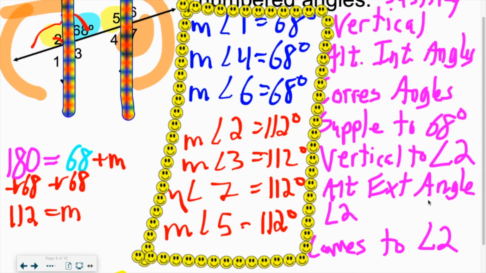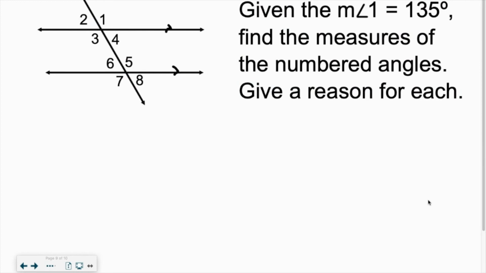There's so much vocab in here, and there's not just one way to get all of these answers, that we need the practice on justifying or explaining or giving a reason for each. So on your homework, when you see it says give a reason for each, you must. Please, since we're starting with it here in your notes, please write in that angle 1 is 135 degrees. From there, you can go any which way you want. You can start and do anything, any way that you would like.